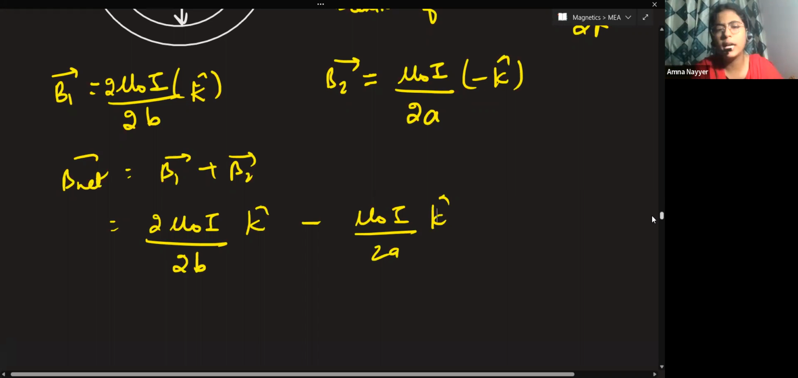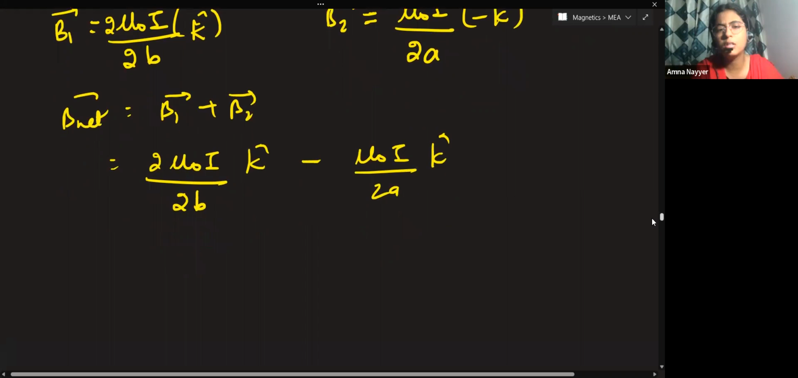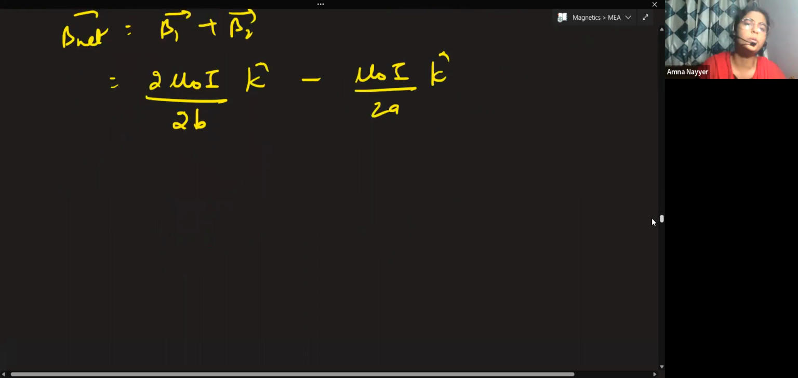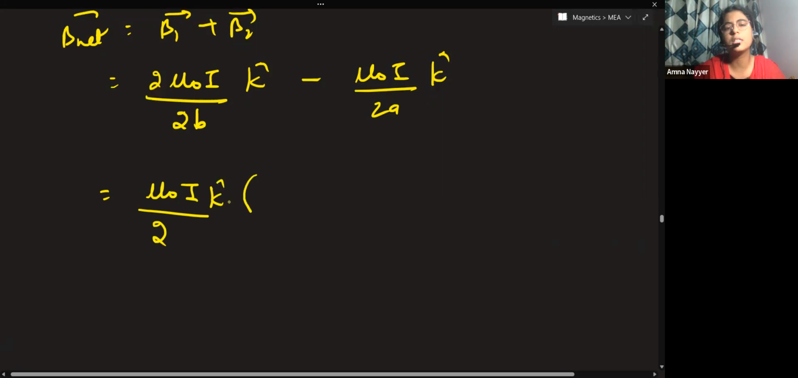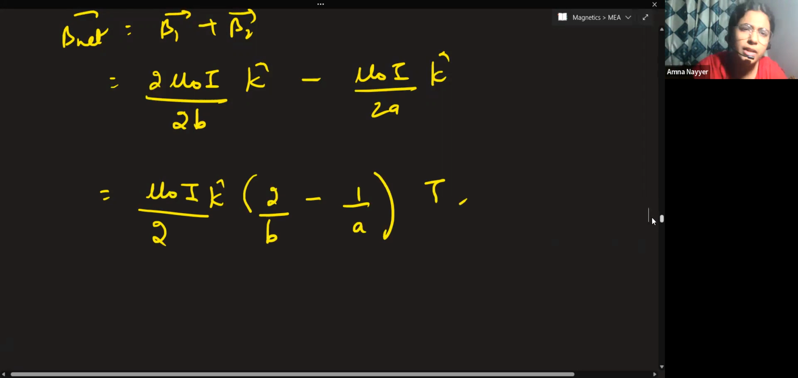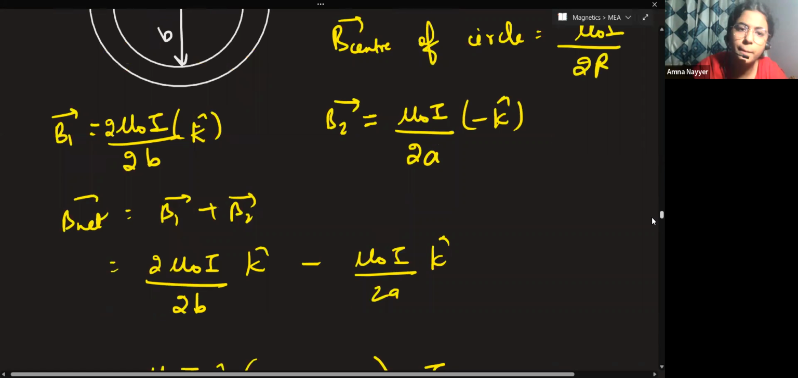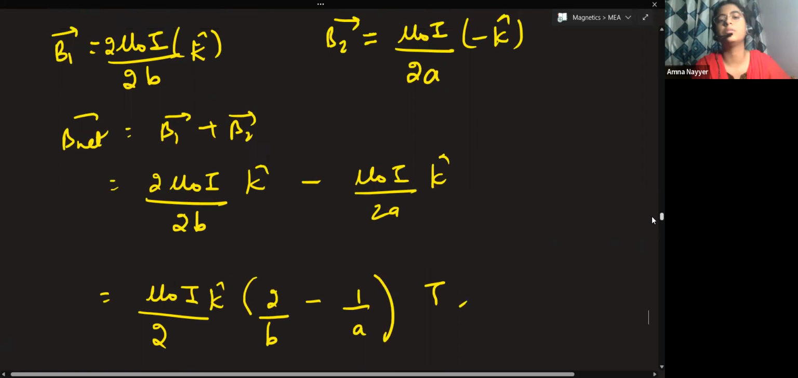So what can we do? We can take mu naught I by 2 common and K cap common. Then what is left? 2 by B minus 1 by A. This much is left. This much Tesla will be your answer. In case the values are given in the questions, you can put in the values and calculate. Otherwise, the method remains the same. All right, note down the solution.